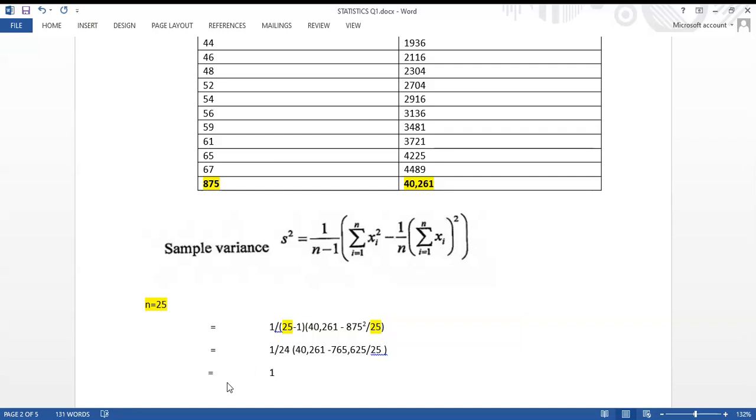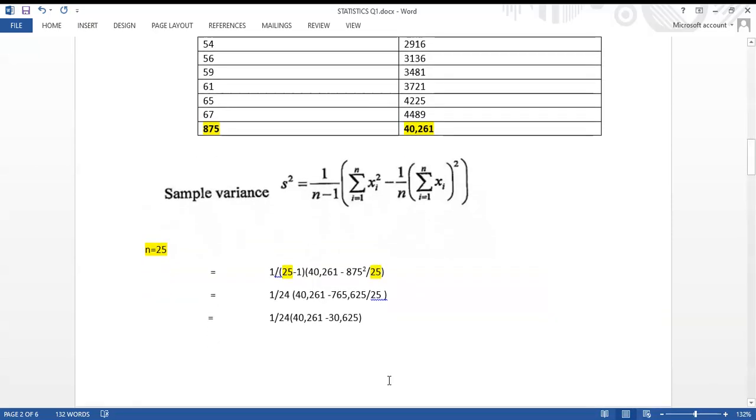What is 765,625 divided by 25? 30,625. Then you now subtract. You say 40,261 minus 30,625.